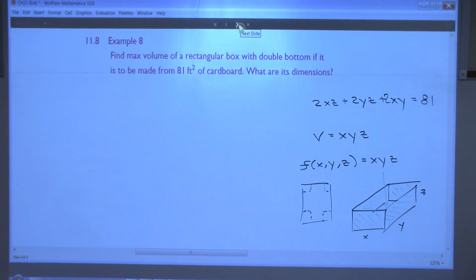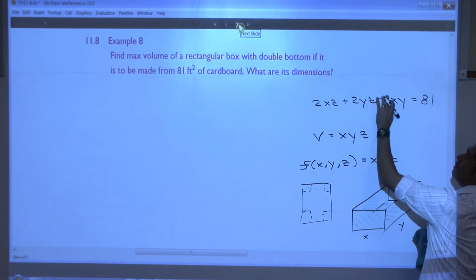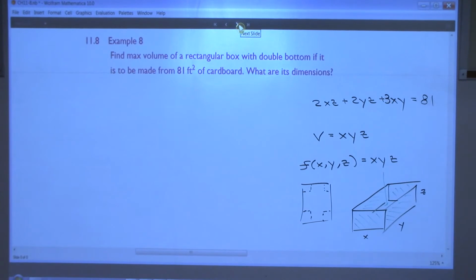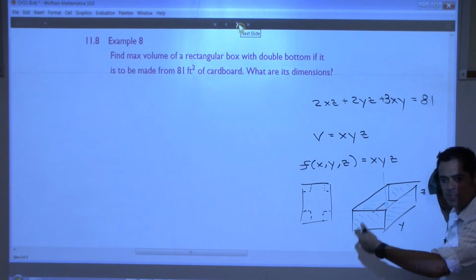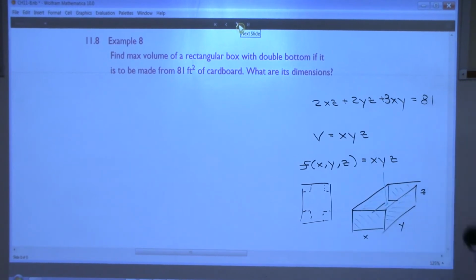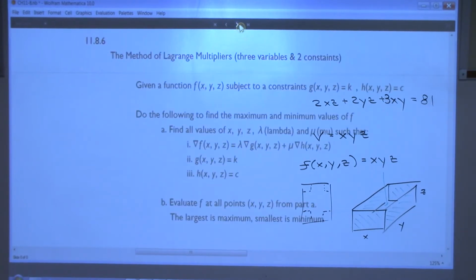Or, oh wait, it doesn't say it has a top. Does it say anything about the top? Just double bottom. So what do y'all think, 3 or 2? I think 3, don't you? They didn't say no lid, right? So we should assume lid? So it'd have a lid and a double bottom. So then that should be a 3. Take that back. Thank you, Luke. But you get the idea, right? I mean, it's just a matter of interpreting the problem, converting it over to the math now. We just did that one.